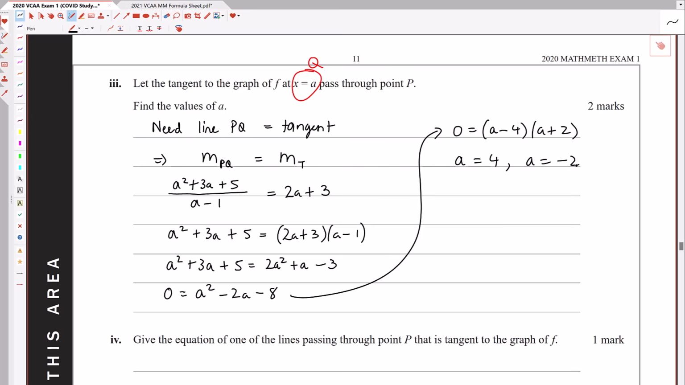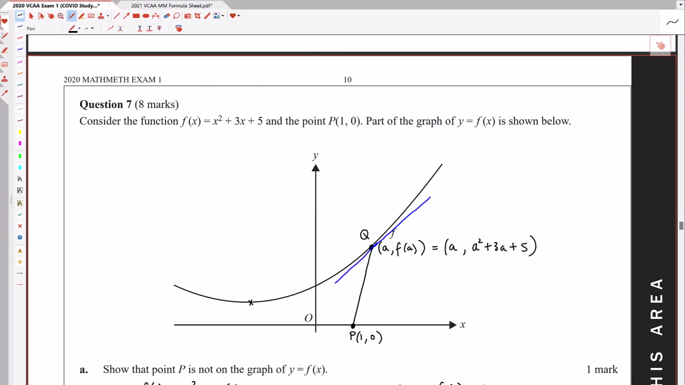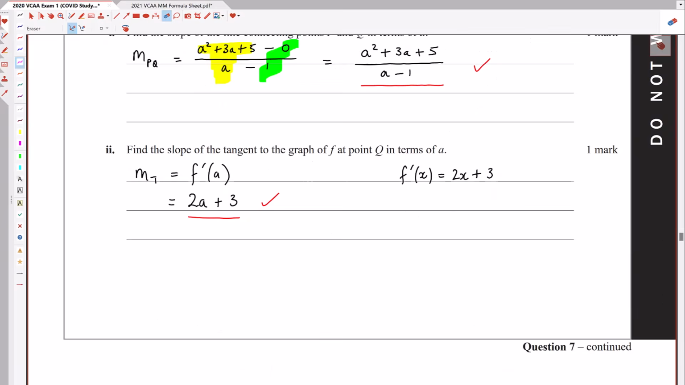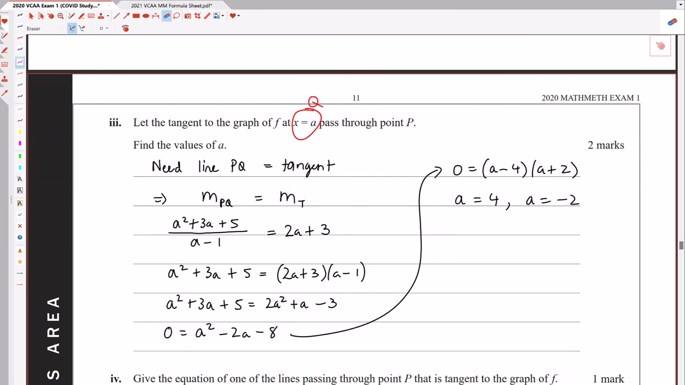Now let's just think about any restrictions for a. Can a be negative 2? So what we're seeing here is if a equals 4, we're going to get a tangent up there. And if a equals negative 2, we're also going to get a tangent over there, which makes sense, fits the diagram. Does my answer make sense? Go back on what you're looking at here. There's nothing here to suggest that a can't be both of those things, and the question does ask me to find the values of a. And so therefore we've got two values, a equals 4 and a equals negative 2.